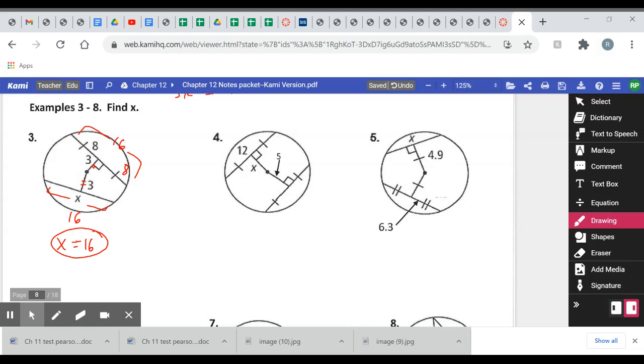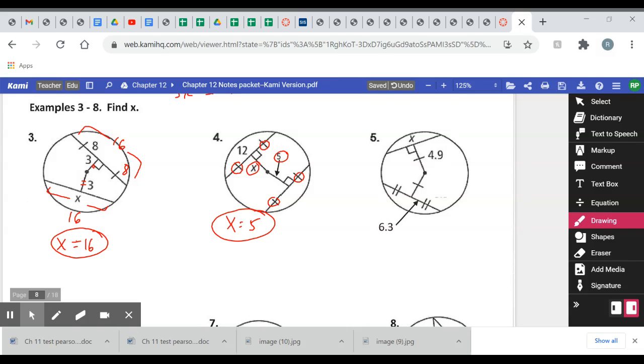Okay. On number 4, we can see that these two congruent marks are the same as these two congruent marks. So we know the two whole chords are congruent. Therefore, they must be the same distance away from the center. And if we can already see that one is 5, then we know that that has to be 5 also. Like I said, these are pretty quick. Some of them you don't even have to work out.